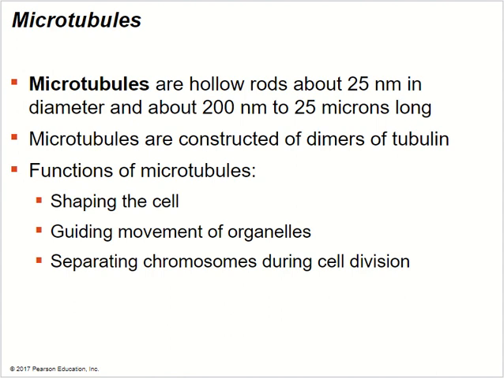Microtubules are hollow rods, 25 nanometers in diameter and about 200 nanometers to 25 microns in length. Microtubules are constructed of dimers of tubulin. Functions of microtubules include shaping the cell, guiding movement of organelles, and separating chromosomes during cell division.